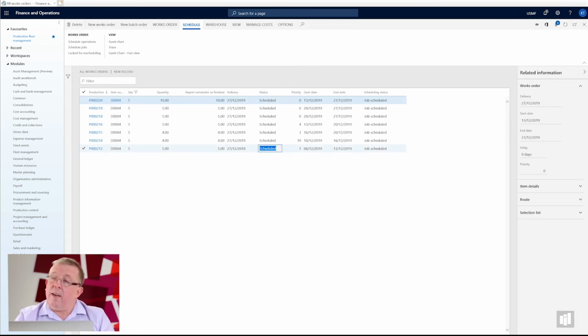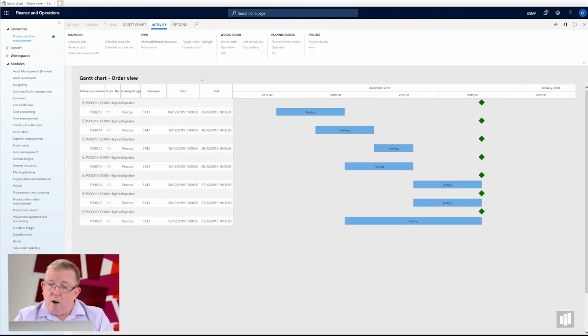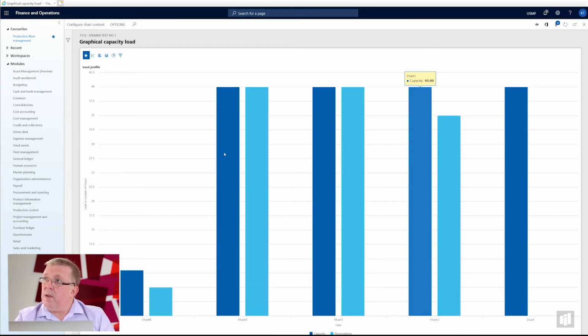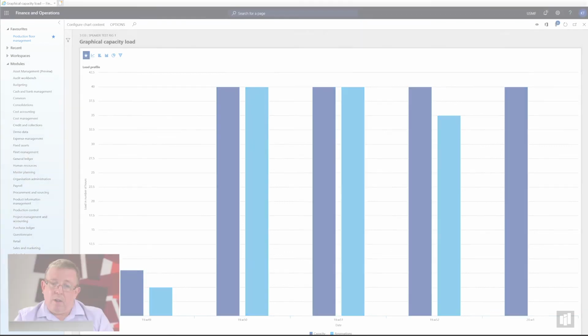However, let's look at a finite scheduled site. When we look in here, scheduling in exactly the same way results in a spread of the load over the months that we are looking at. This means that we will never go above our capacity with this particular mechanism.